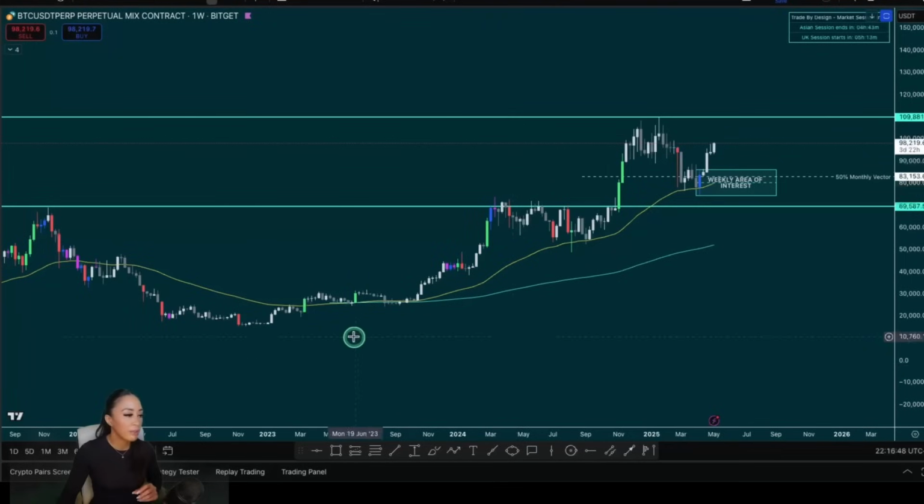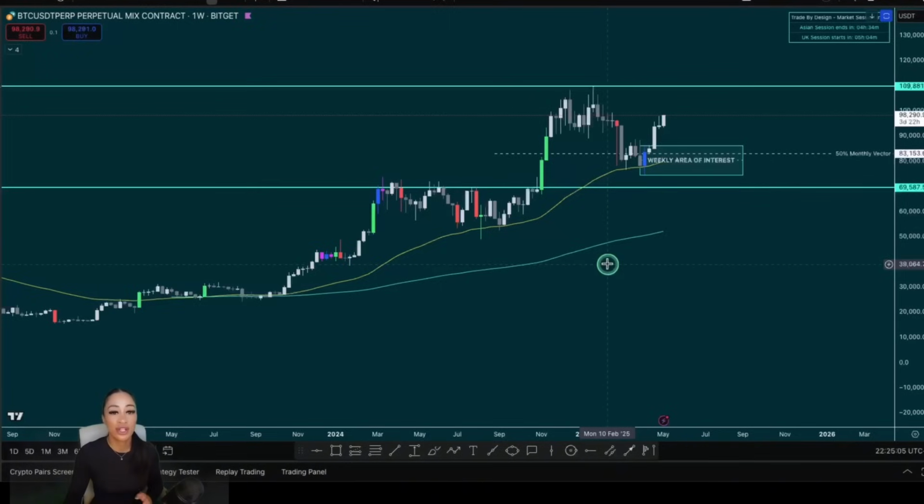From there, we want to establish what market structure is telling us. We have clearly created higher highs, higher lows, higher highs, higher lows, higher highs, higher lows, and we are currently still in that uptrend. Once these zones are drawn in, you keep them on your chart. They become your reference point all the way down to the 15-minute time frame.